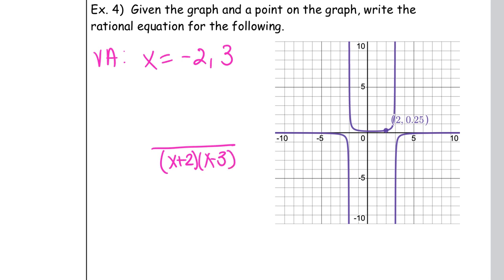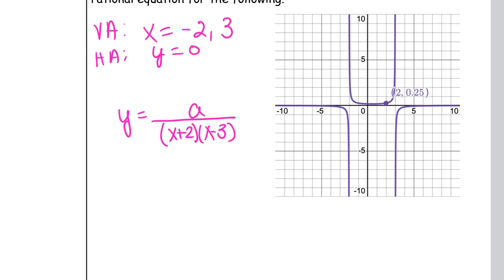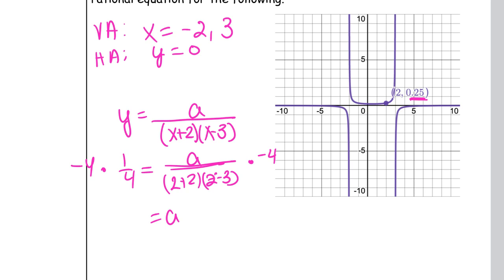Does everybody agree? Yeah. Okay, what is my k value? In other words, what is my horizontal asymptote? 0. So y equals 0, so I don't have to put anything out there. And then on top, I'd have an a, right? They gave us a point we could plug in so we could solve for the a. So y equals 1/4. And then I have a over, and I'm going to plug in 2 + 2, and 2 - 3. -4. So I'm going to multiply this by -4. And I'm going to multiply this by -4. And a equals.